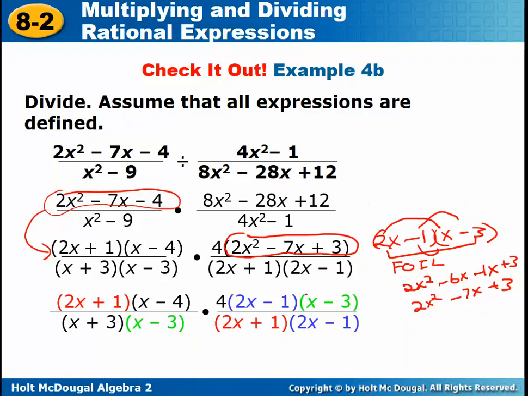Once you've factored everything, then you can start canceling any common factors. And then we are left with, let's see, those cancel, the x minus 3's cancel. We're left with just 4 times x minus 4 over x plus 3. So this big giant mess, lots of different things going on, simplified to kind of a nice, neat little problem, which is why these are fun.